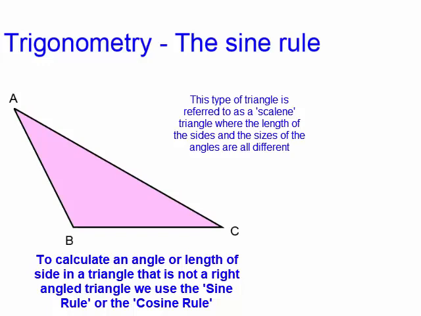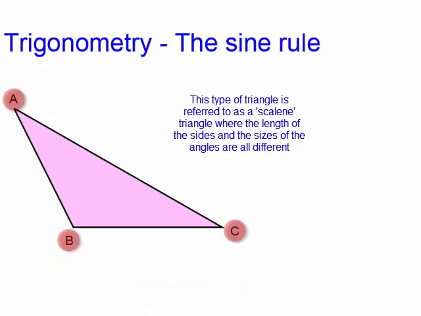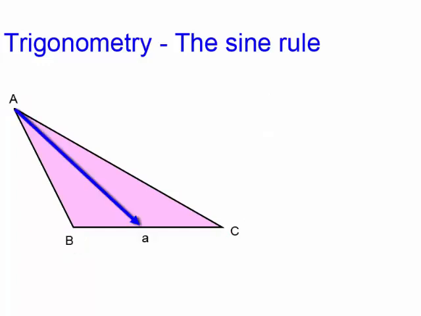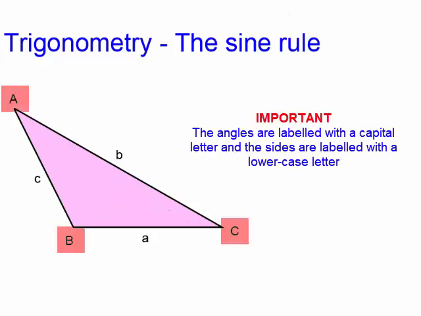Before we use the sine and cosine rules, we have to relate each side of the triangle to a corresponding angle. Look at this example. Here we have a triangle which is not a right-angled triangle, ABC. Each angle is marked with a capital letter. The side facing angle A is called side a. The side facing angle B is called side b, and the side facing angle C is called side c. You should notice the angles are labelled with a capital letter and the sides are labelled with a lowercase letter.